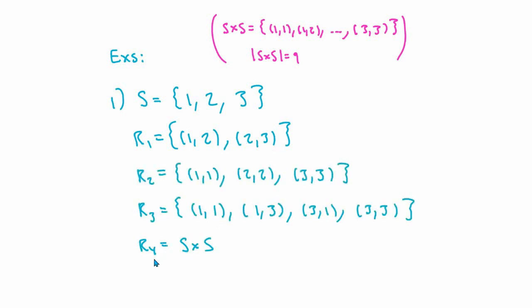The biggest possible relation I could take on this set would be just to take the whole Cartesian product S cross S. There's not very many restrictions on the definition of relation. All of these are valid examples of relations on this set.